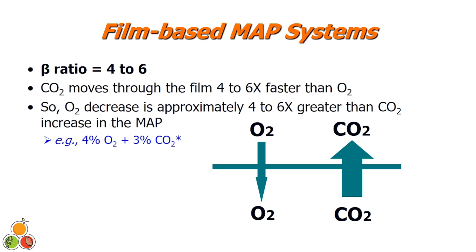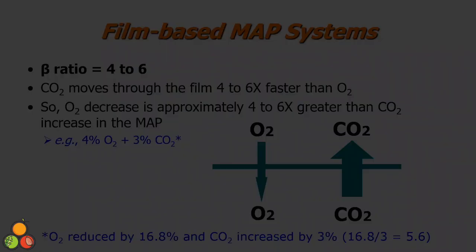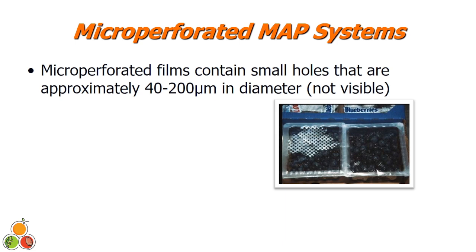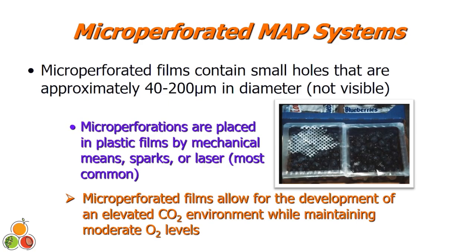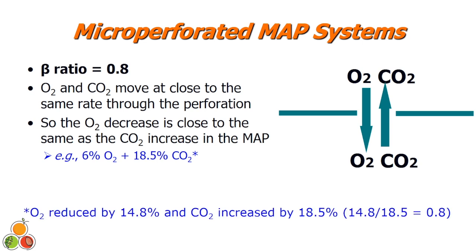If you have a film with a higher beta ratio, CO2 is moving faster than oxygen, you might be able to get a combination of 4% oxygen plus 3% CO2, which would be achieved with a film with a ratio of about 5.6. Or if you have microperforated film, this is not really microperforated, it's just a picture that shows holes that are much bigger than this, 40 to 200 micrometers in diameter. So they allow development of a higher CO2 atmosphere. You could potentially get an atmosphere of, say, 6% oxygen, 18.5% CO2, which is what you could get with a beta ratio of 0.8, like I mentioned.